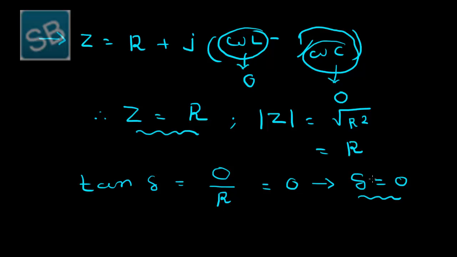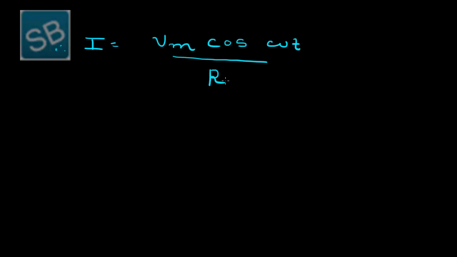And if you want to find the current passing through this AC circuit, then we have the equation I is equal to voltage upon impedance. Therefore, the current I is equal to the voltage, Vm cos omega t, divided by the impedance Z, which is now equal to R. So this is the value of current.